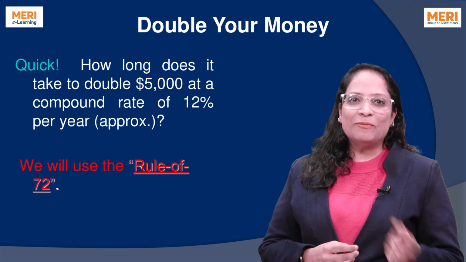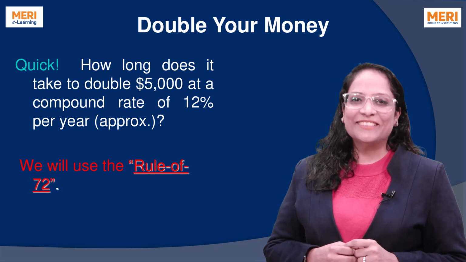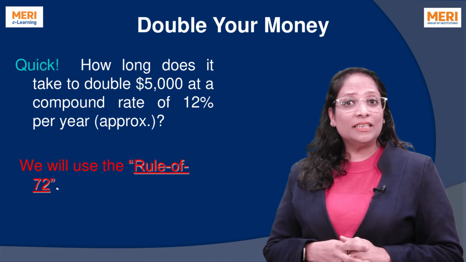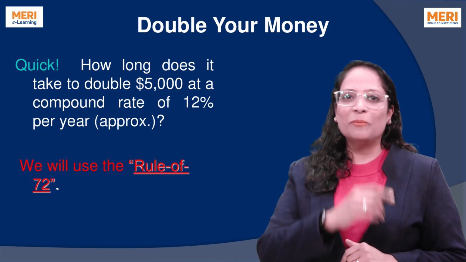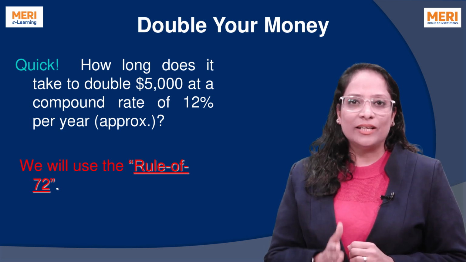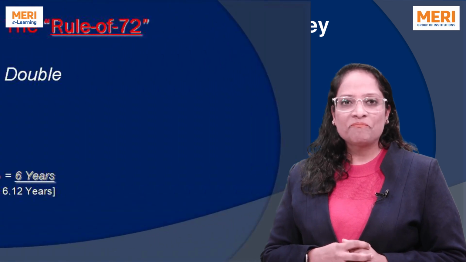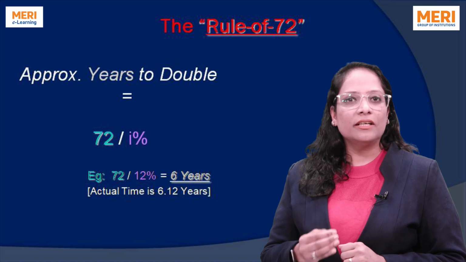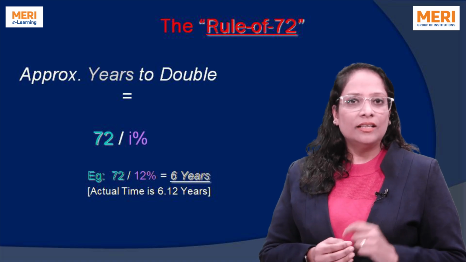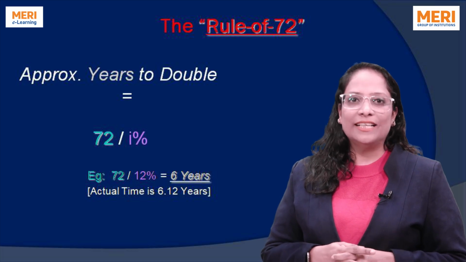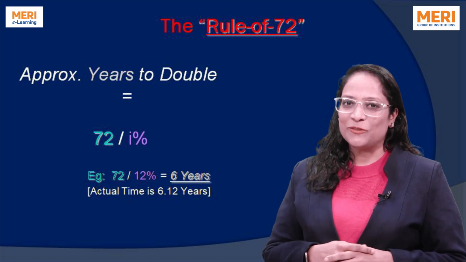As promised, let me share a quick trick with you all. Here's a fun trick, that is the rule of 72. To estimate how long it takes to double your money, just divide 72 by the annual interest rate. For example, let's take 12% rate of interest. Then 72 divided by 12 is 6 years. In 6 years, your money will double. While it is an approximation, it's super useful for quick calculation.